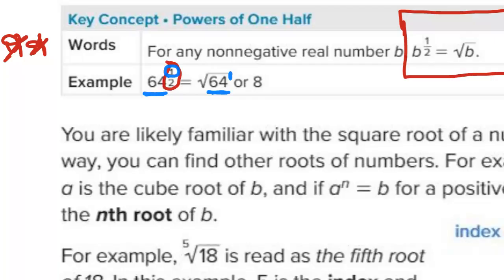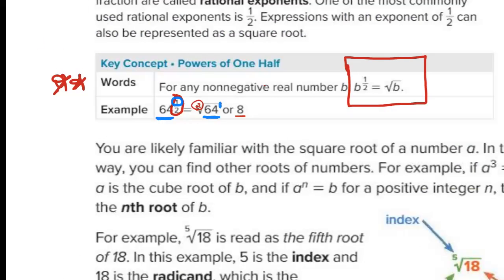Now the 2 on the bottom actually goes in the crook of this little radical sign. But when you are taking the square root, you do not need to put the 2 in there, because that basically is just saying what two numbers multiplied together give you 64. And that number is 8.